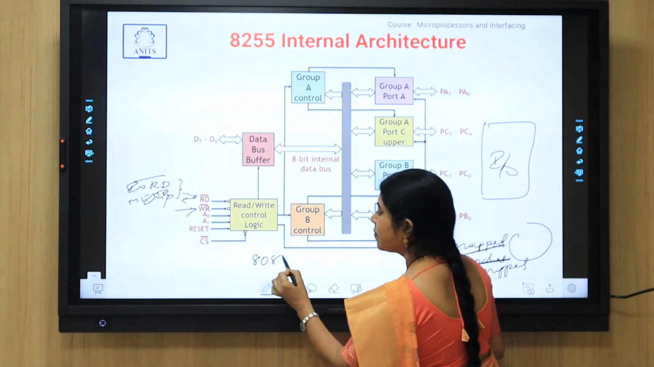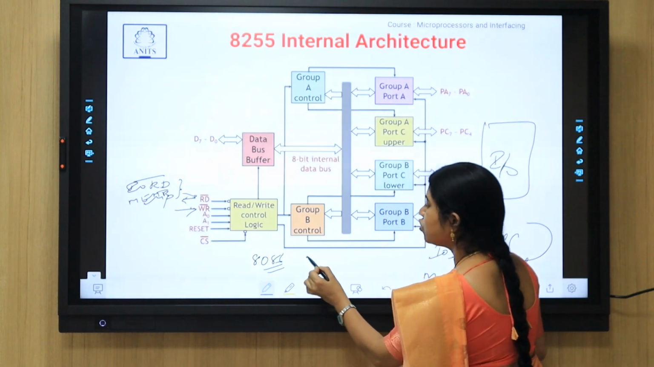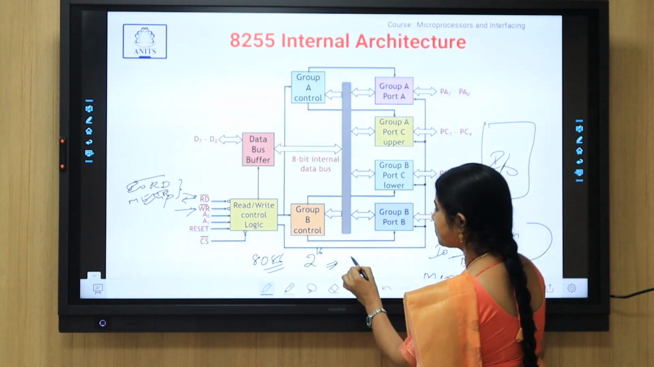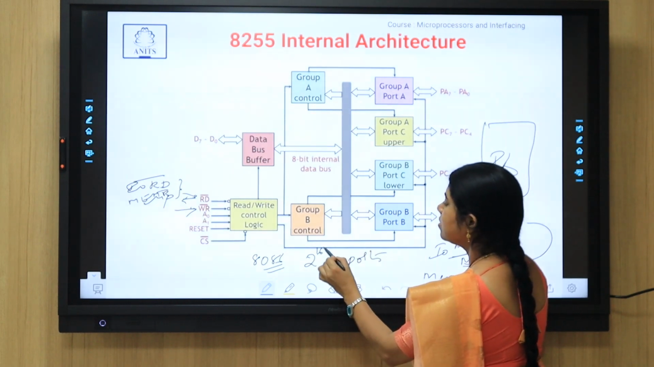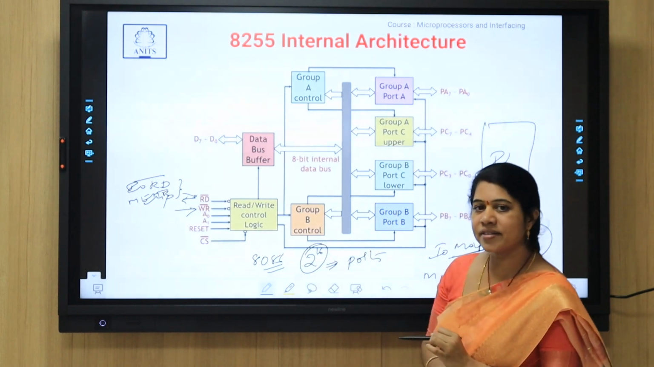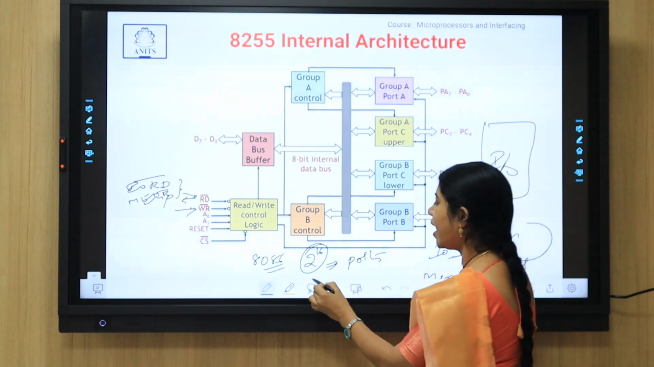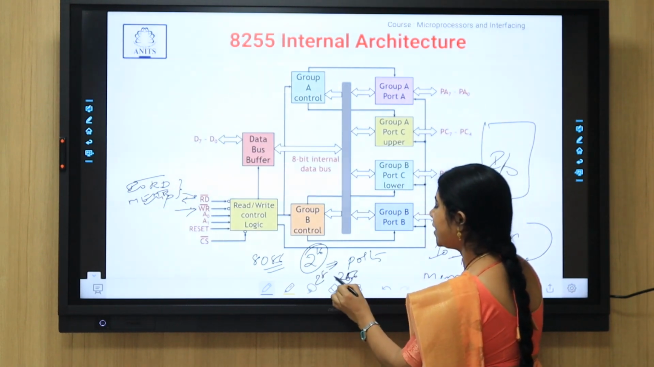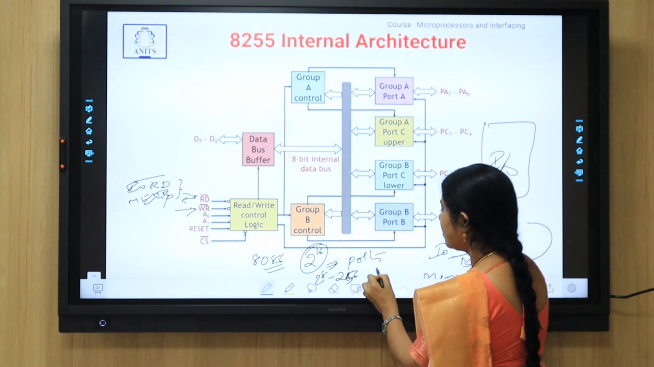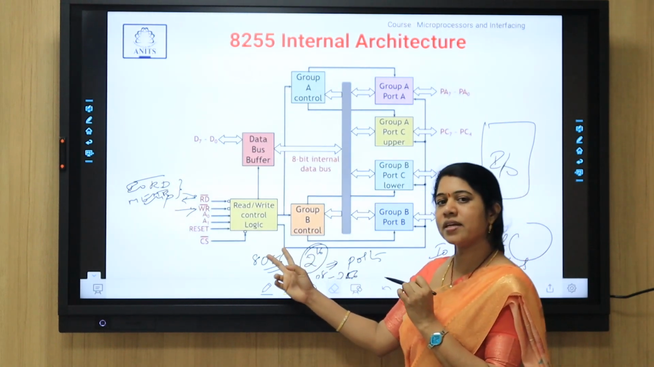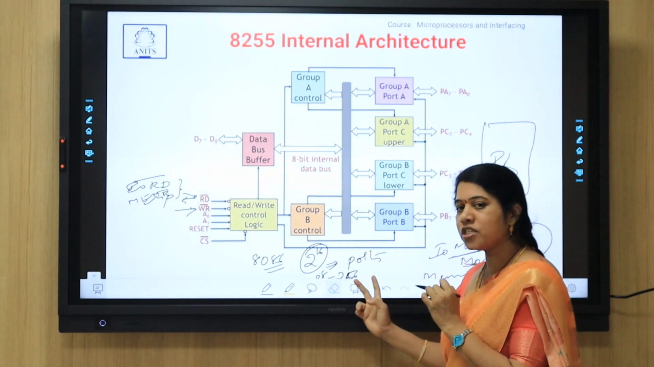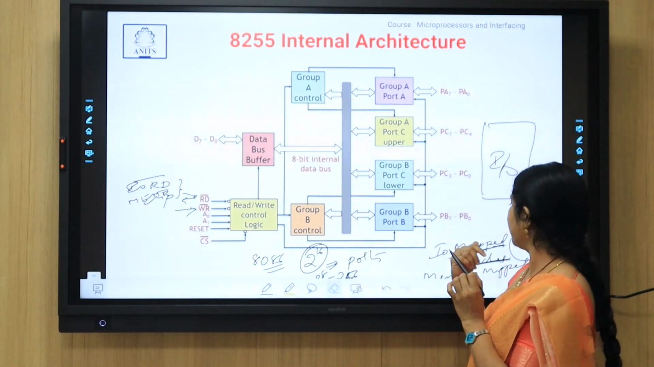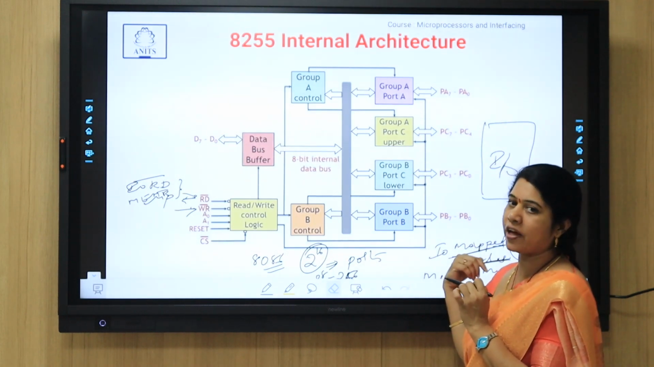8086 has 2 power 16 ports. These 2 power 16 ports are addressed with 16-bit address, and it is also having 256, means 2 power 8, 8-bit IO ports. So whenever a processor can identify the ports with 8-bit or 16-bit, okay, those ports are interfaced through the IO mapped IO mode.